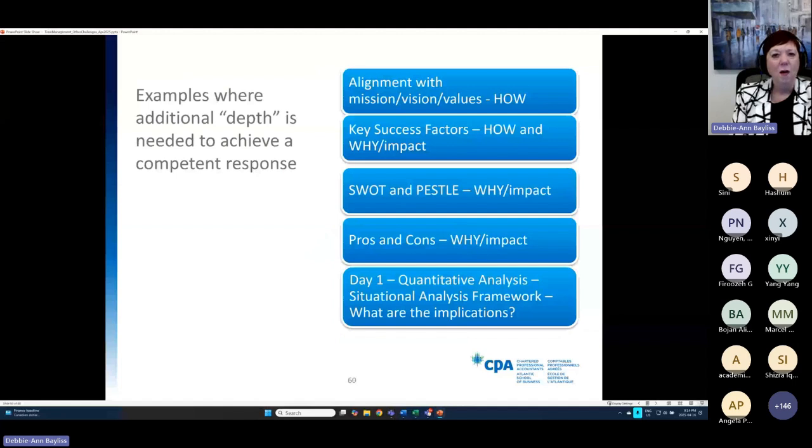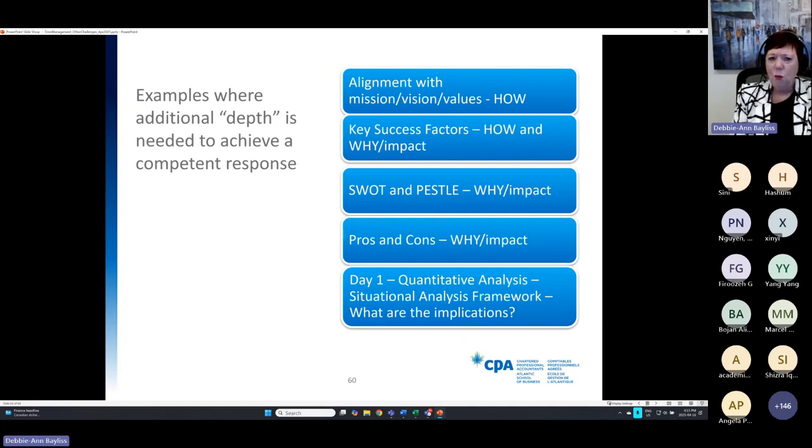In order to meet your depth requirement, when it comes to mission, vision, you're talking about alignment and key success factors, you have to be specific. What wording, how is implementing that option aligned with the mission, vision, or value, key success factor? When it comes to key success factors, you also have to talk about the why and the impact. Same thing, SWOT, PESTLE, pros, cons.